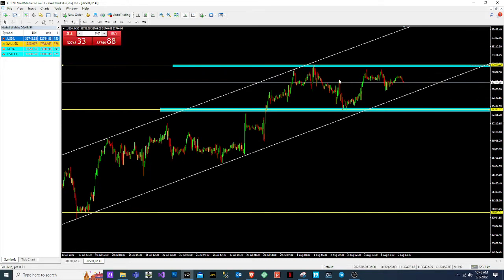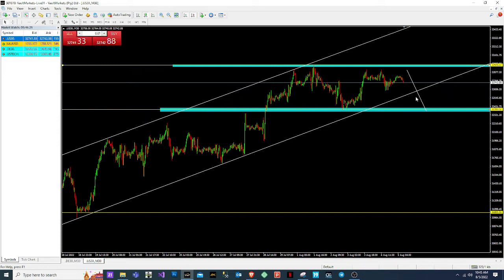Already we got the setup. We're seeing the market bouncing within this rising wedge, and then there's a zone here that the market is basically playing around. What we need to see is the market bouncing within this zone. So if the market comes here, we're seeing a breakout here.